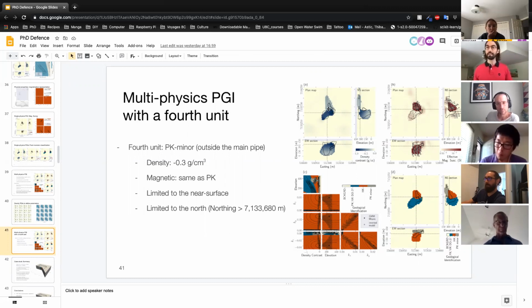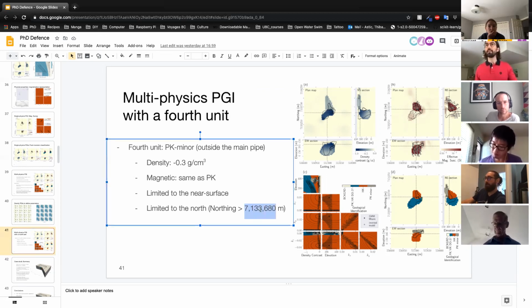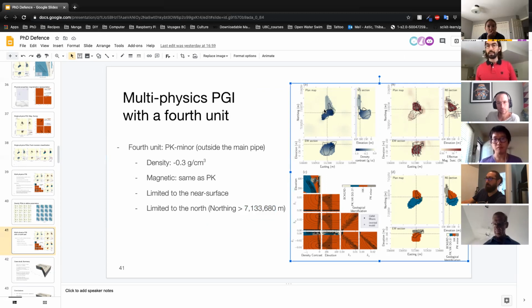And so basically here what I did is, from the geologic info, what I included as geological information is that the maximum of the pipe is at a northing of 133,680 meters. So basically here, the likelihood of the pipe unit to appear north of that limit is 0. Like this unit, the pipe unit cannot appear further north.